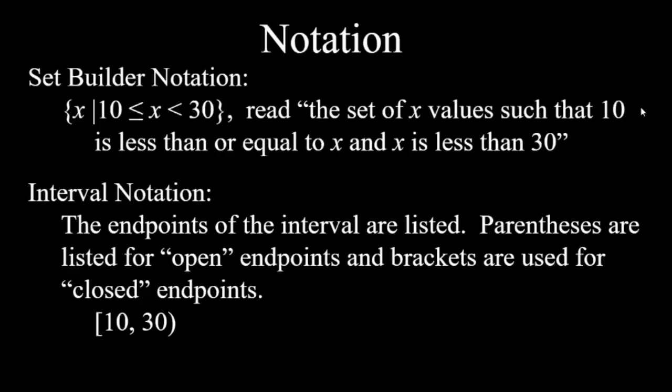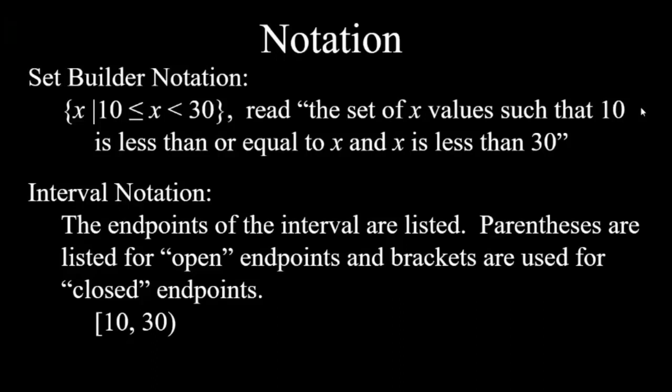And then interval notation, which is the one we've been working with here recently, we deal with the endpoints of the interval, we list those, and then we use parentheses for what we call open endpoints. That means they're not included. So the parentheses are for open endpoints. That means they're not included in the interval. And we use brackets for what are called closed endpoints, and that means they are included in the interval.